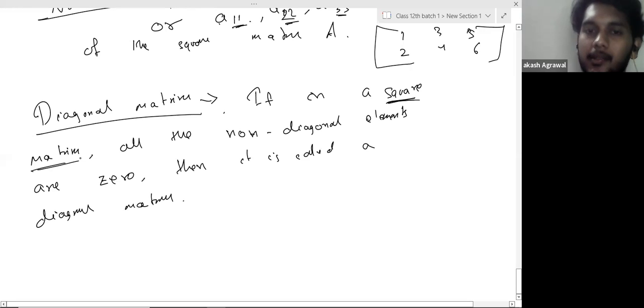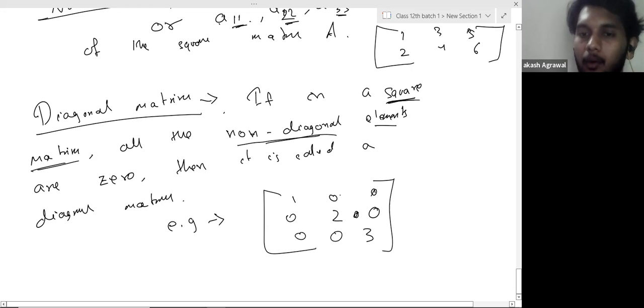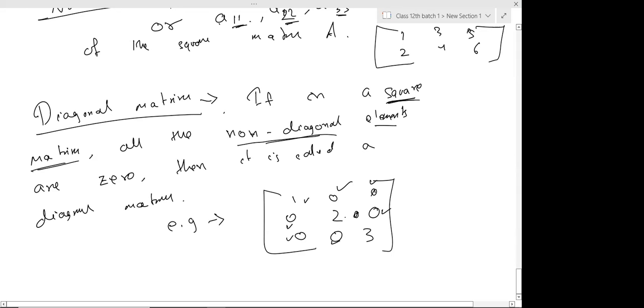So if in a square matrix you make all the non-diagonal elements 0. Like an example, 1, 2, 3, and the rest of them are 0. All the non-diagonal elements are 0. Only the diagonal elements have value. This is called diagonal matrix. Is it clear? Yes, sir.